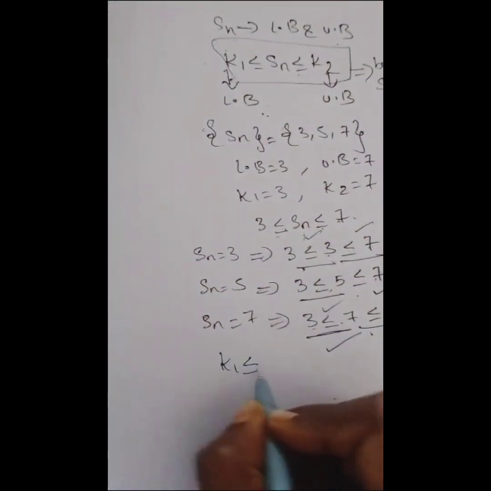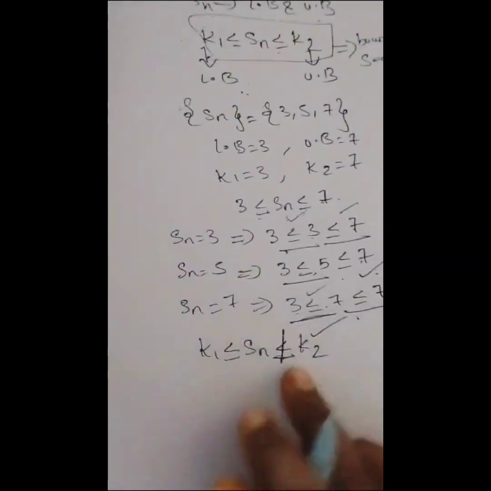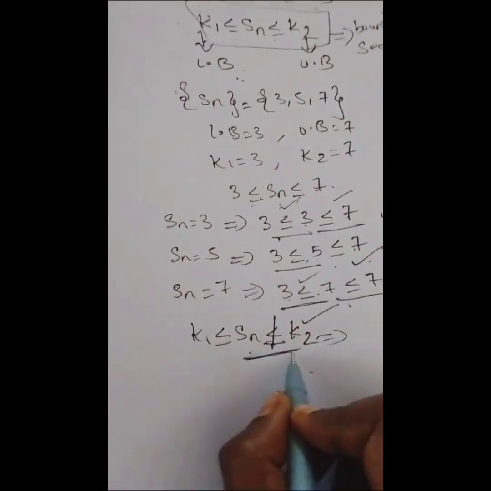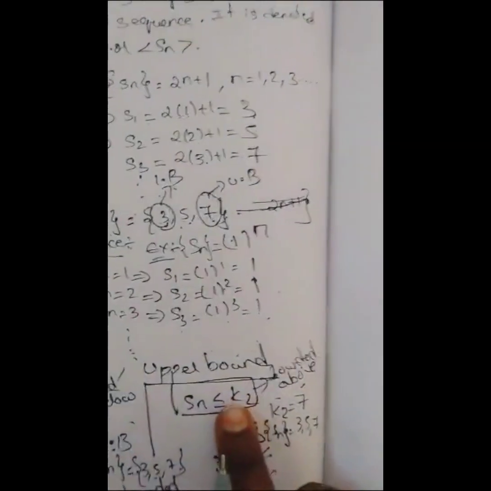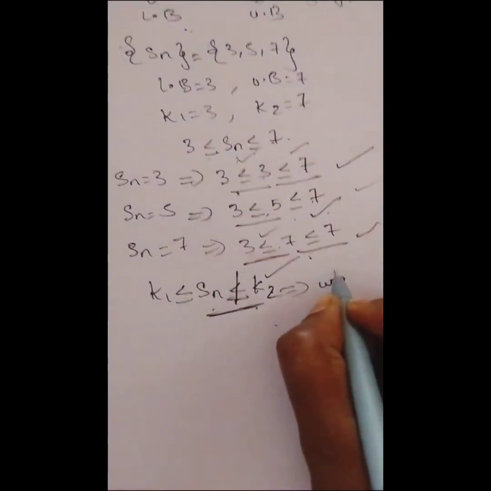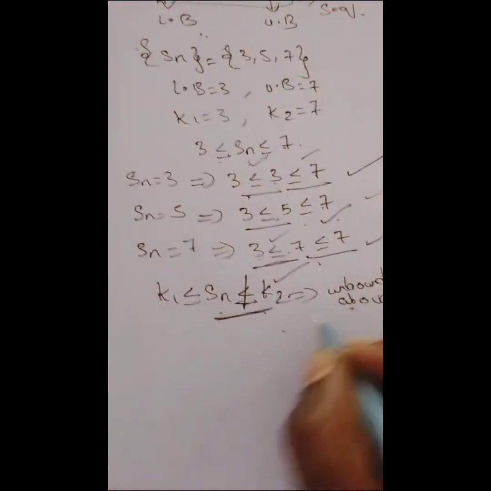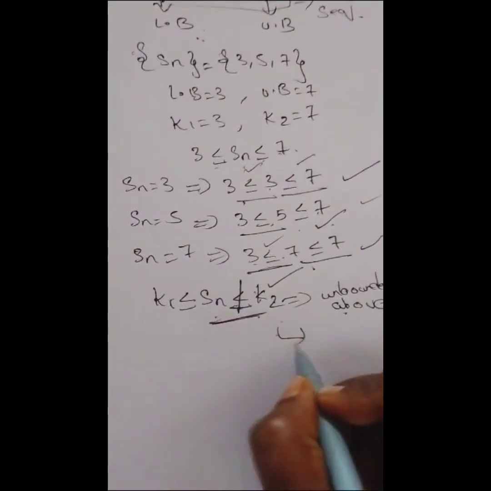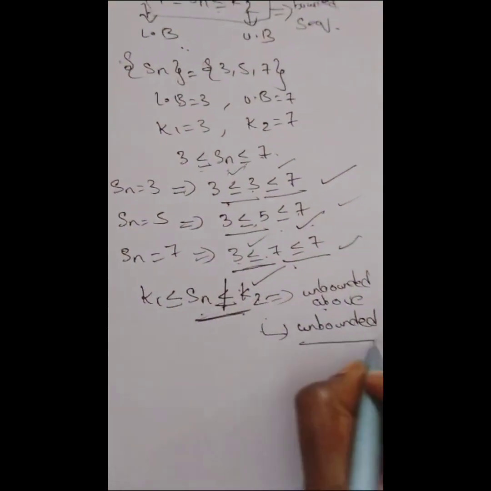Suppose k1 less than or equal to Sn but the upper bound condition Sn less than or equal to k2 fails. If Sn less than or equal to k2 holds, then we call it an upper bound. If this condition fails, as I told you, it is unbounded above. So as this condition failed, the lower bound exists but the upper bound does not exist, then we call the whole sequence an unbounded sequence. Now Sn is unbounded.